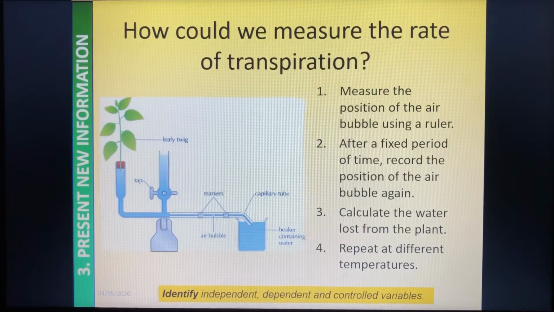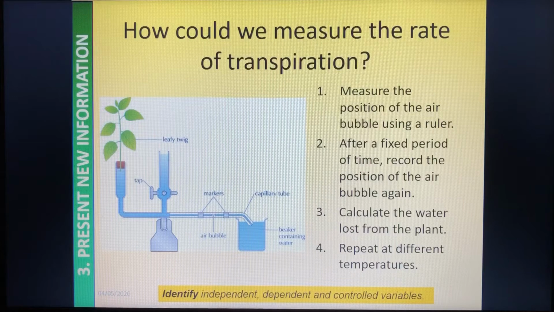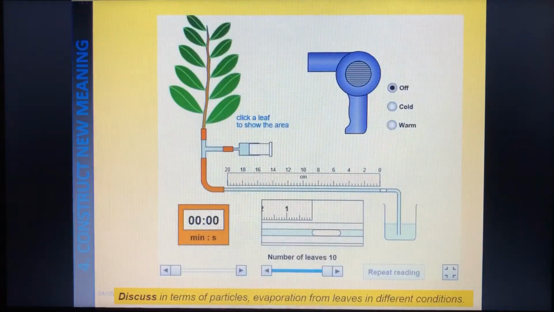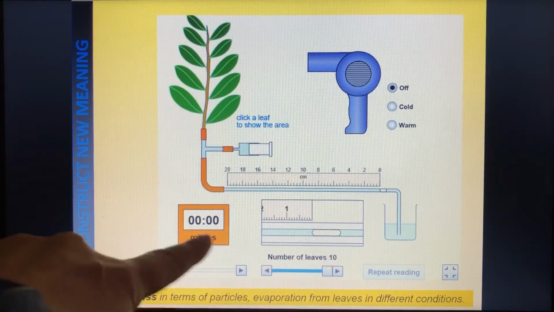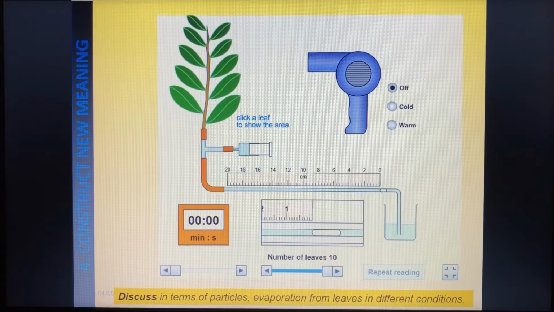If you need extra time, then pause now. So this is the equipment we're going to use. You can see we've got a hairdryer there. We can have it off, cold, warm. We can change the number of leaves. We can change the time. And then we've got this bubble, and we're going to see how far that bubble moves across the ruler when we do each of the different tests.